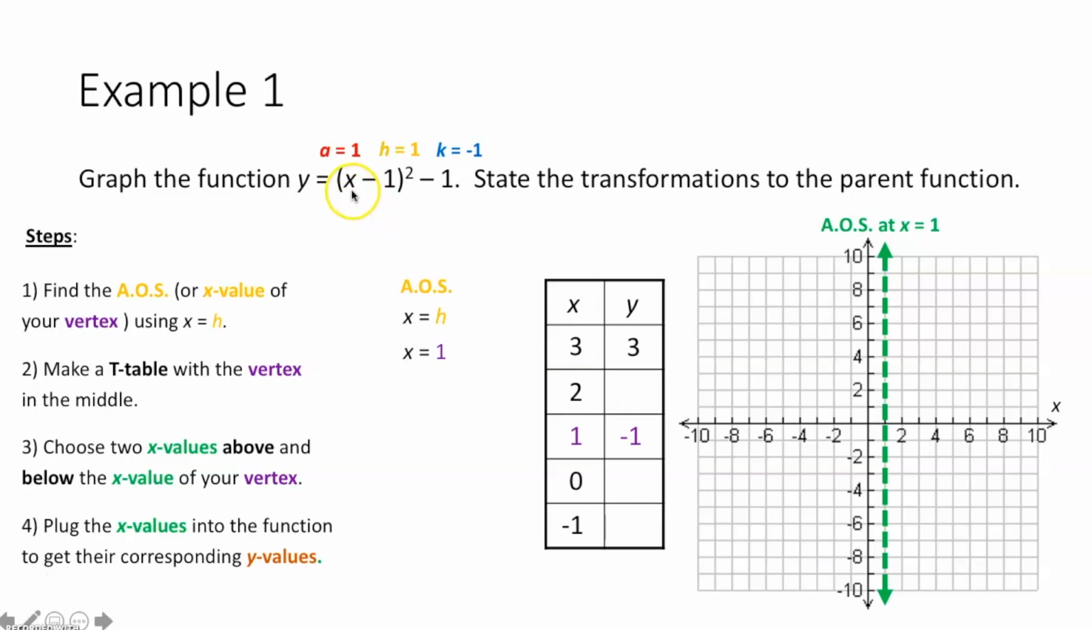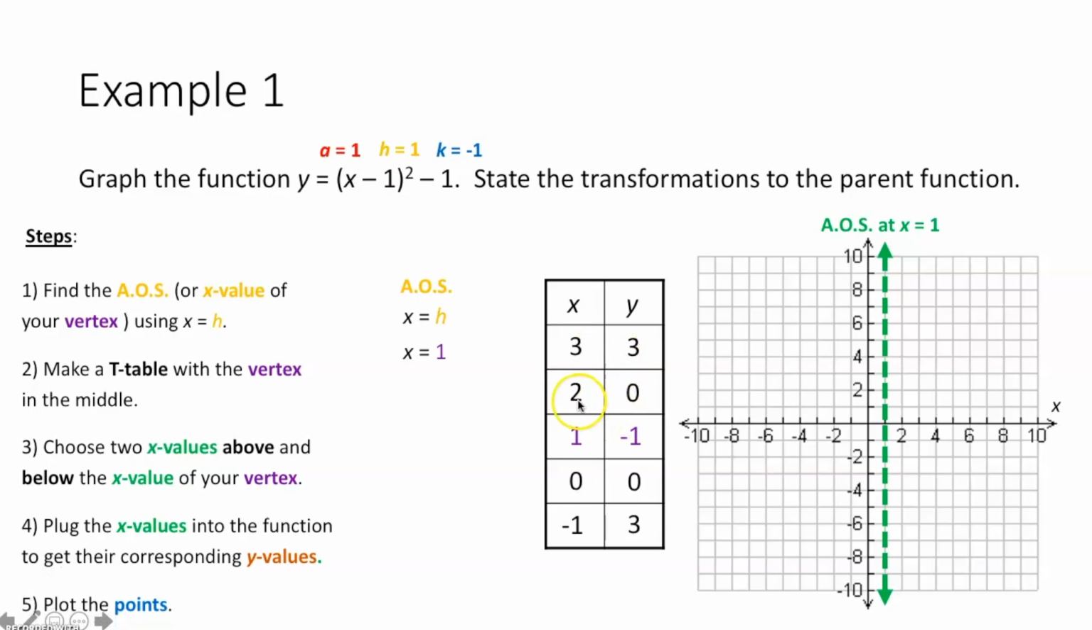Perfect. Plug in 2. 2 minus 1 is 1. 1 squared is 1. Minus 1 is 0. We then plug in 0. 0 minus 1 is -1. -1 squared is +1. Minus 1 is 0. Plug in -1. -1 minus 1 is -2. -2 squared is +4. Minus 1 is 3.